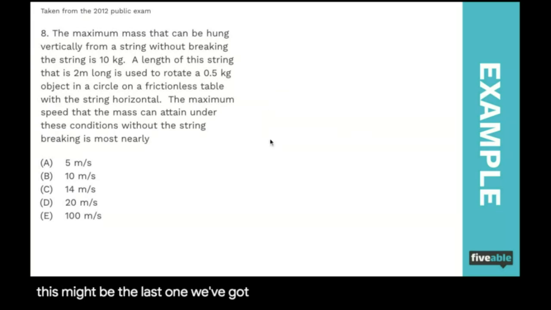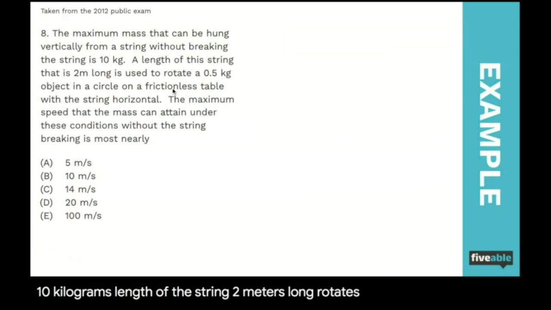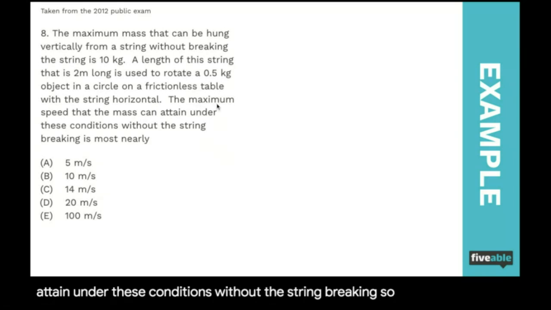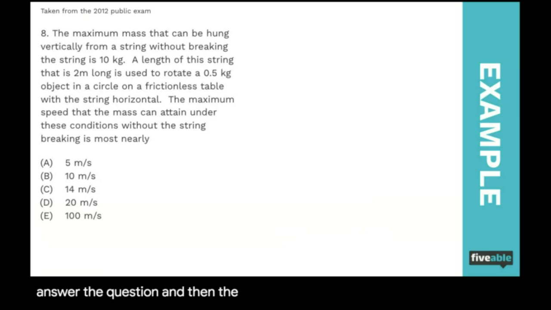We've got a mass hung vertically from a string, and the maximum amount that can be hung vertically from the string without breaking is 10 kilograms. The string is 2 meters long, and the mass rotates in a circle on a frictionless table where the string is horizontal. What is the maximum speed the mass can attain under these conditions without the string breaking? So think about what that first sentence tells you in order to answer the question, and then the situation is really that second sentence on, right? That's what you're trying to figure out. So take a moment and see if you can do that one.